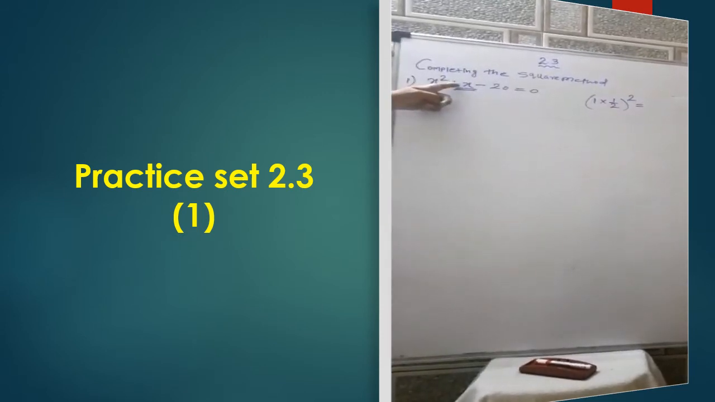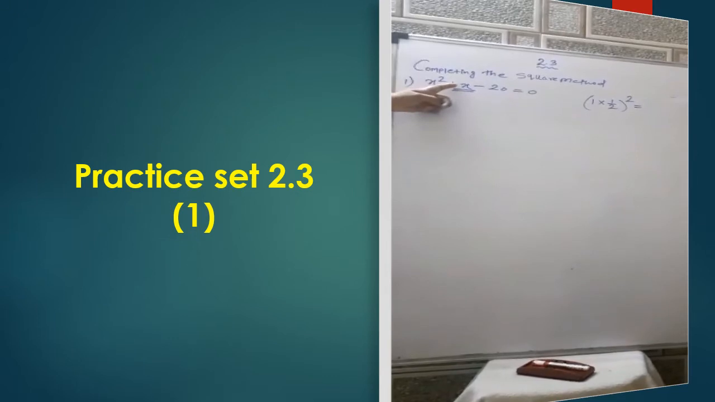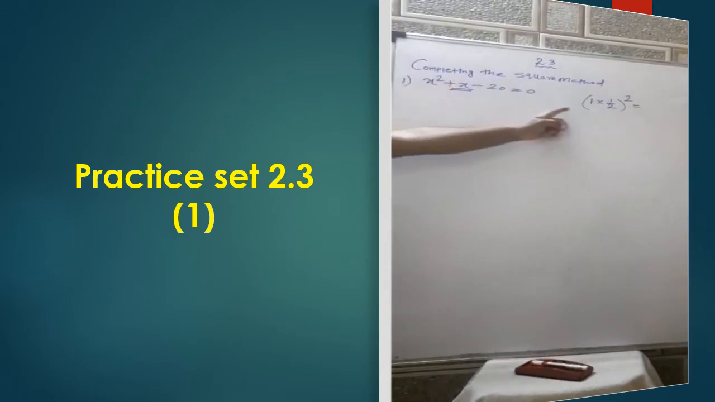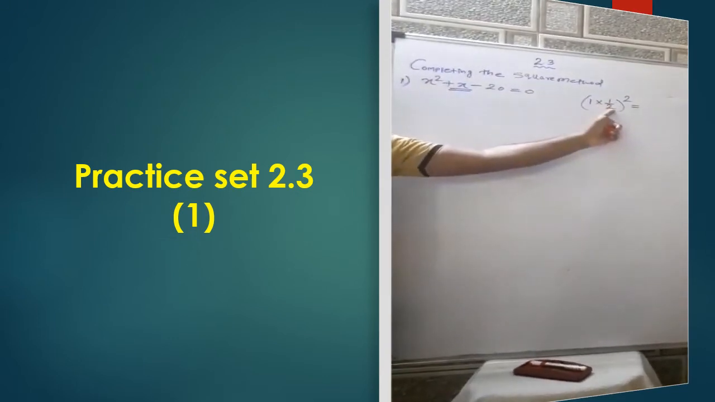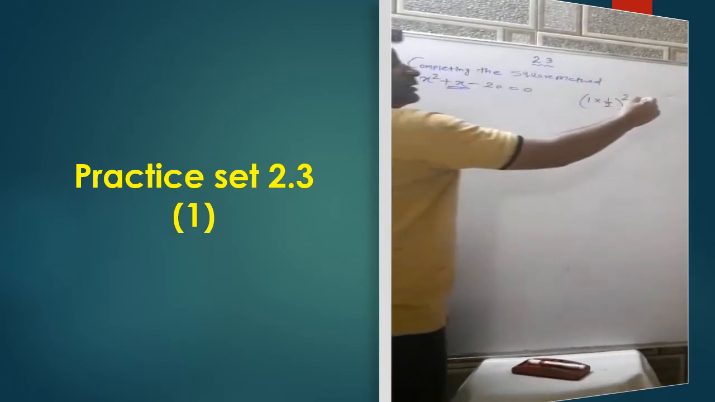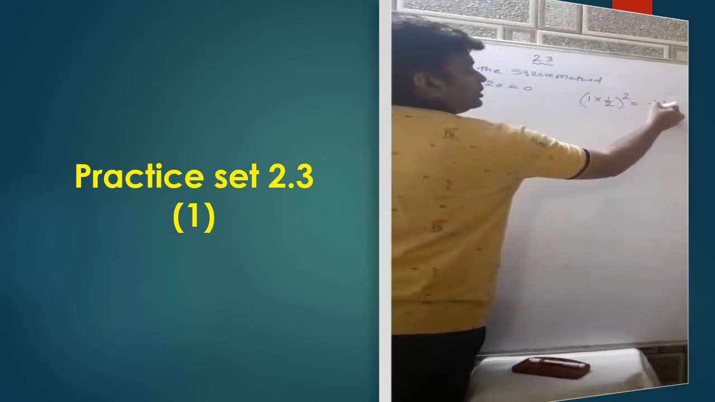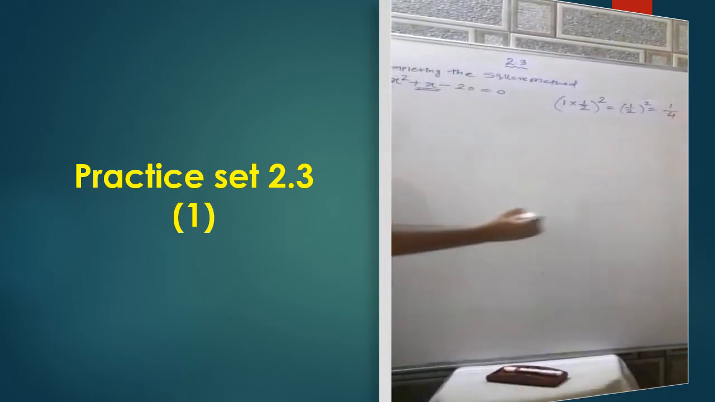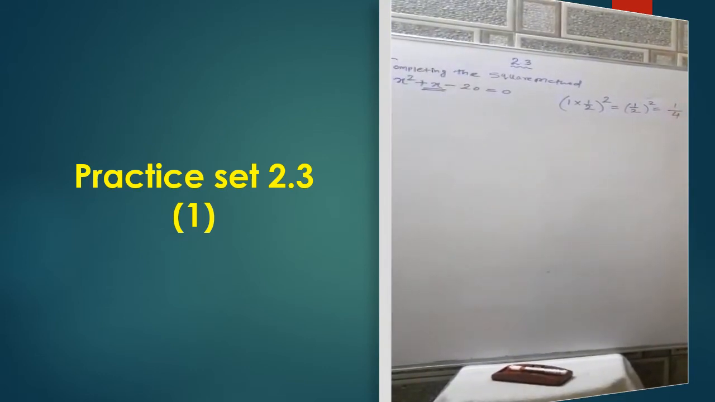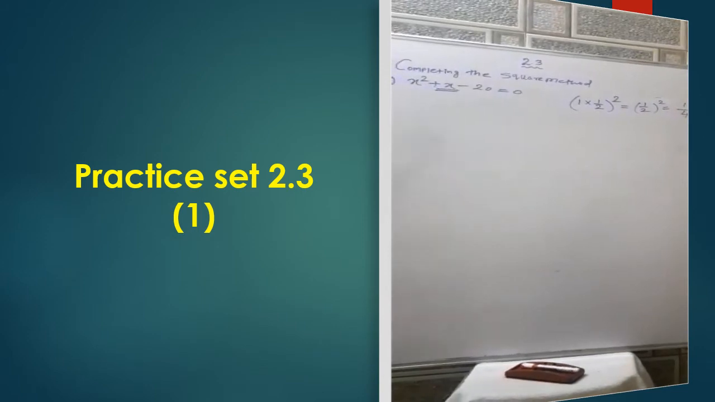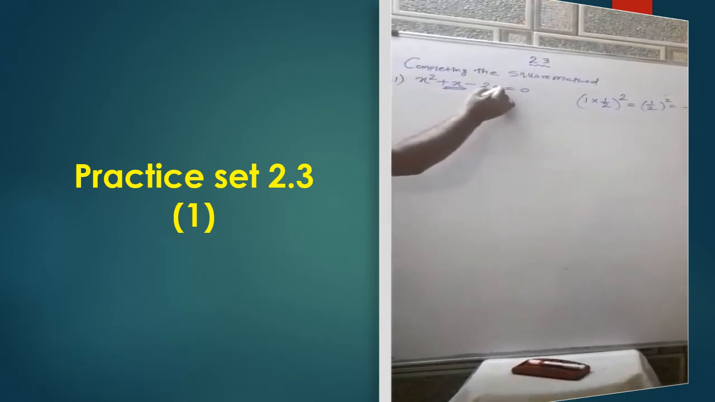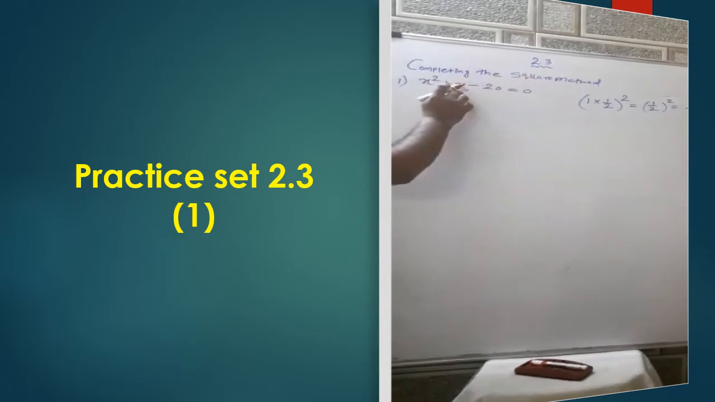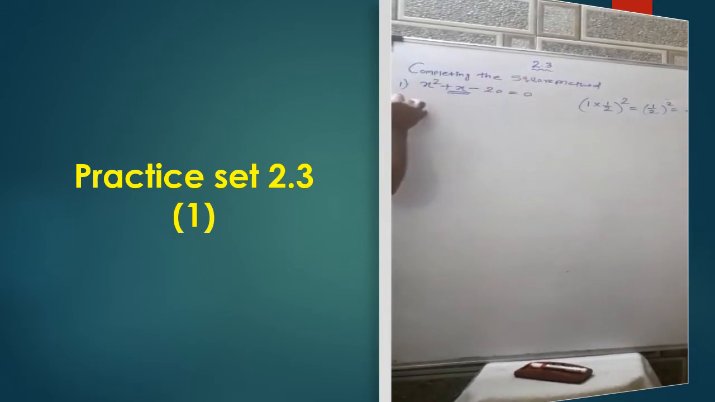Coefficient of the middle term: here nothing is given, it means 1. So that 1 multiply with the half, so you get 1 upon 2 the whole square. 1 upon 2 the whole square, it means 1 upon 4. So the 1 upon 4 you have to add and subtract in the equation.